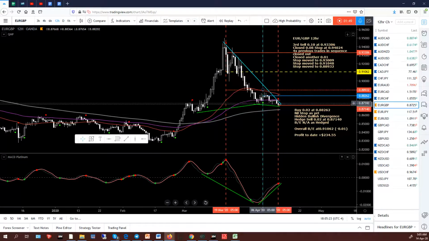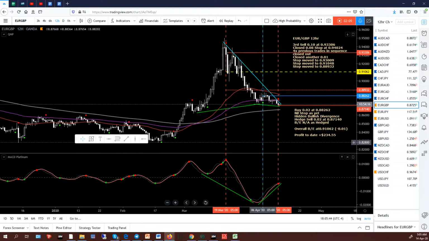So then I came down here, and I've since taken a buy trade in here. You can read what it was. This is this sequence here. It's based on hidden bullish divergence. This was these green trend lines here. This bottom indicator is the MACD Platinum. It's an oscillator that revolves around this zero level. All it is is a zero lag MACD.